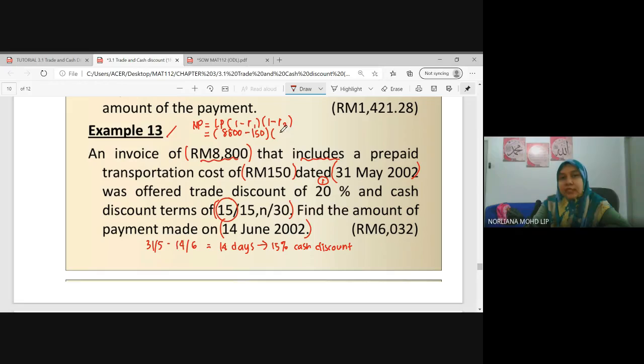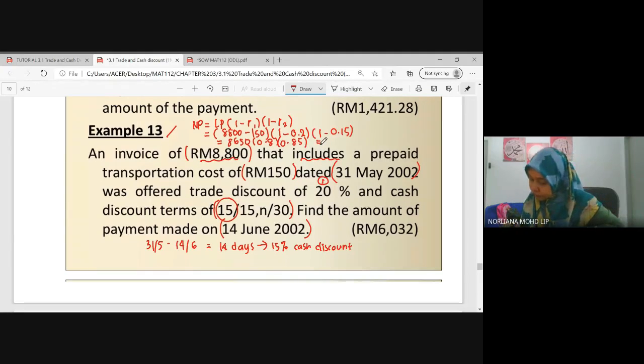Okay, untuk ni 1 minus 0.2 trade discount. Okay, so ni 1 minus cash discount 0.2. So jadi tadi 86 0.0 darab. RM5,882 kan? Haa.